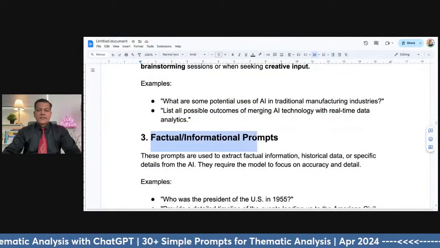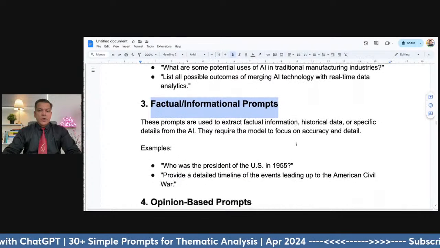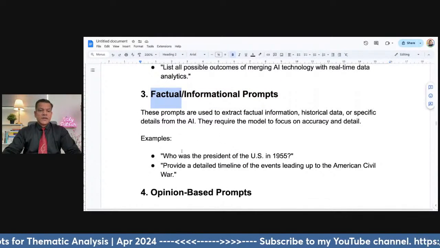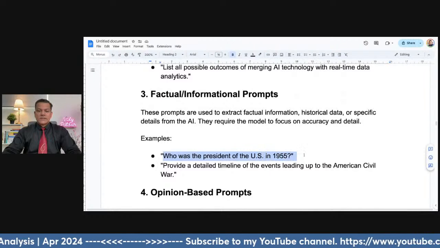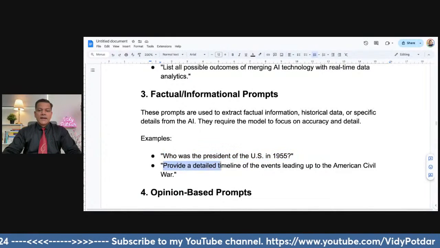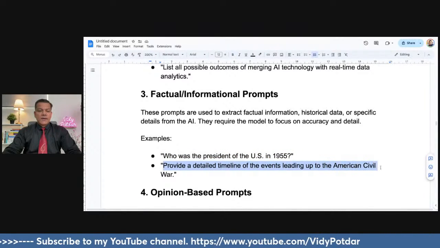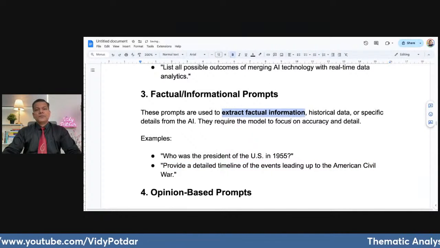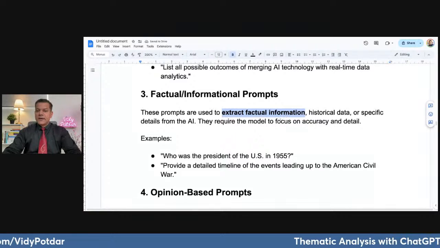The next one is factual or informational prompts. As the name suggests, we are asking for factual information, like who was the president of the US, or provide a detailed timeline of events that led up to the American Civil War. So these are extracting factual information from the ChatGPT database.